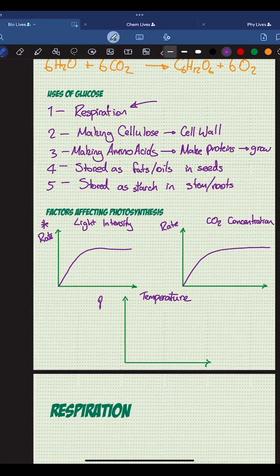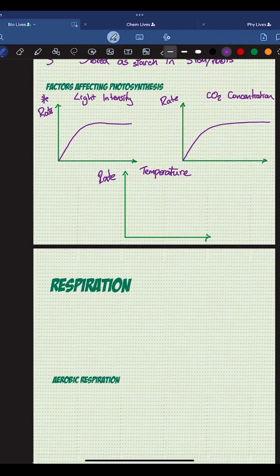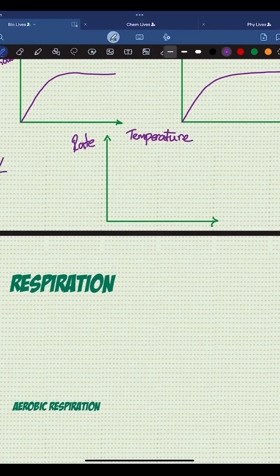Same here. Temperature looks slightly different. Can anyone tell me why temperature looks different? How does it look different? Why does it plateau? Yeah, we'll talk about that as well. The reason it plateaus is due to limiting factors. Can anyone tell me what a limiting factor is?